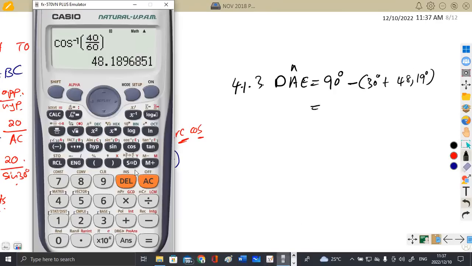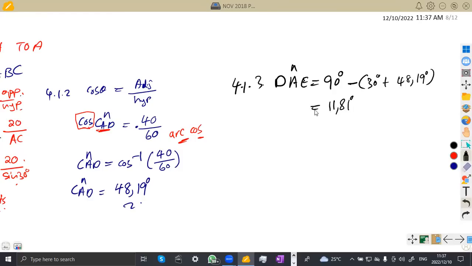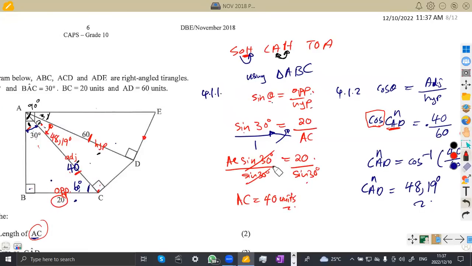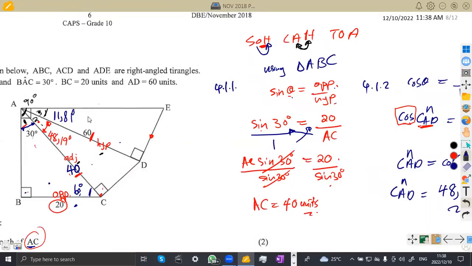So from this, what are we going to have? 90 degrees minus the sum of the two, that is 30 plus 48.19. That is something like 11.81 degrees. Okay, so we've got 11.81 degrees. So this is our angle DAE. All right. So if DAE is 11.81, we can take that as an advantage now to calculate DE, because there's an angle now inside the triangle here, because already there's a side that we are given here of 60.